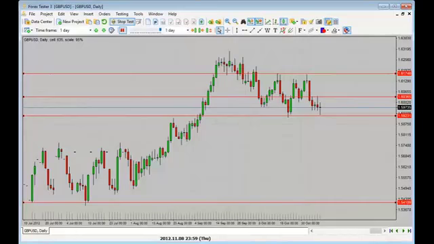So one of the challenges that I hear most traders have is just knowing where the market is going. And if we get really good at figuring out the market direction, then figuring out where to enter and exit the trades becomes easier. So that's what we're going to be doing here.